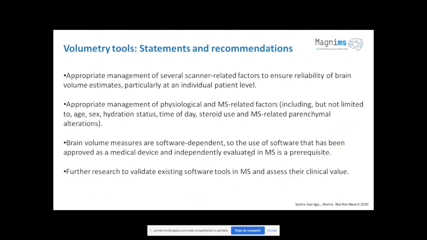We also need to manage properly the physiological and physiopathological factors that I mentioned before. Also, we know that brain volume measures are highly dependent on the software that we use, so we need to know the error of these methods, how sensitive they are in assessing changes over time. And at the end, it's also important to mention that we still need research to validate all these tools in MS and to assess their clinical value, and hopefully we will then be able to use these measures more frequently in clinical practice.